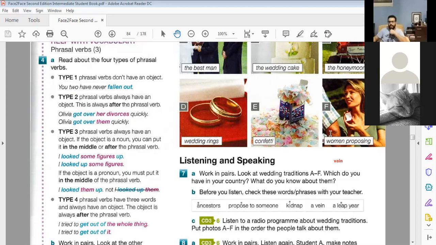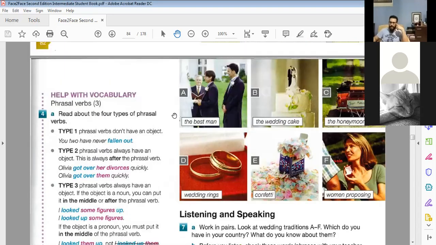All right, so let's start with the question here. It says, look at the photos. Which wedding traditions do you have in your country and what do you know about them? Let's check. So we have the best man, the wedding cake, the honeymoon, wedding rings, confetti, and women proposing. Which of these do we have here in our culture, in Libya, in Libyan weddings?